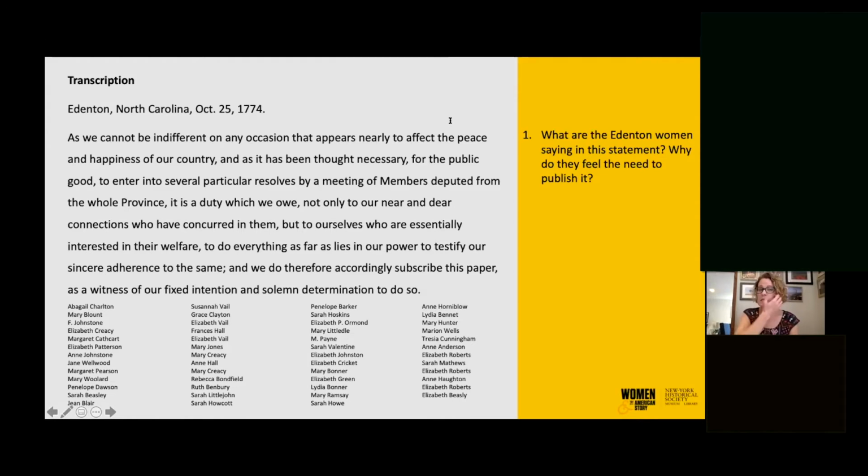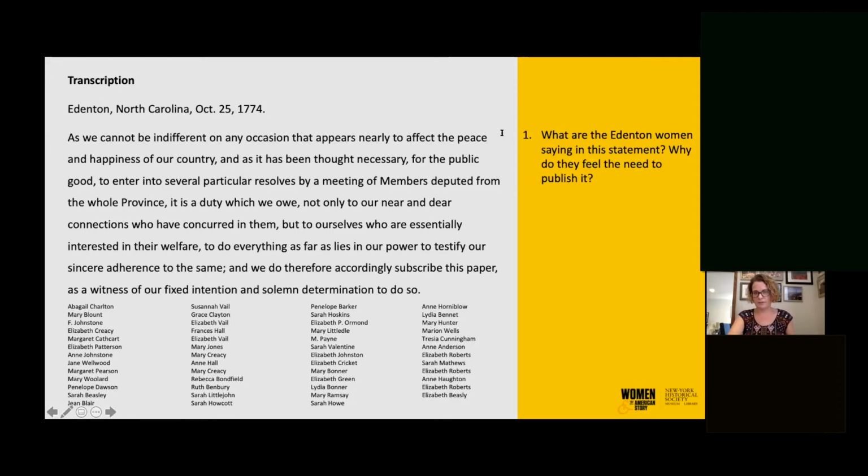So this is Edenton, North Carolina. This is 1774. So what are the women saying here? Notice all the names attached to it are women. What are the women saying here? And why do they feel the need to publish this sort of manifesto? What do we think?